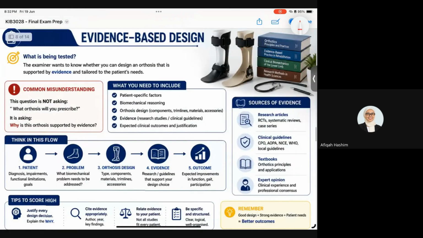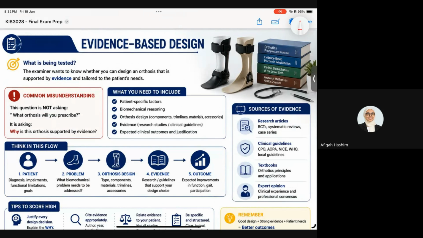All right. So like I mentioned just now, in the final exam, you have one question related to evidence-based design. This is one of the questions where many students lose marks because they misunderstand what evidence-based practice actually means. Some students think that as long as they mention one journal, one article, they have already answered the question. But actually, that's not part of the answer. So first, evidence-based practice is about combining three important elements.